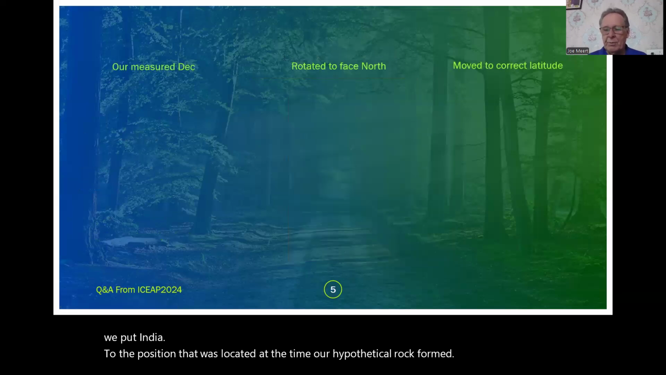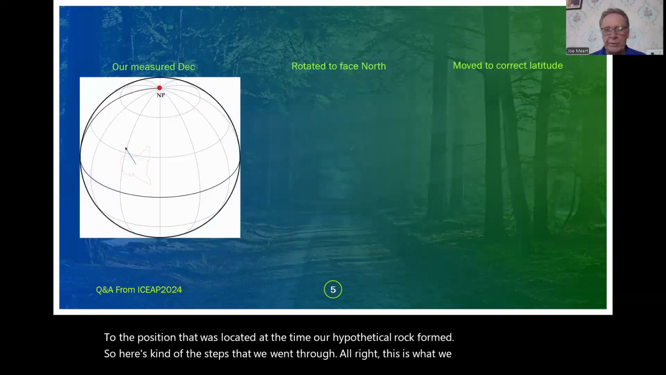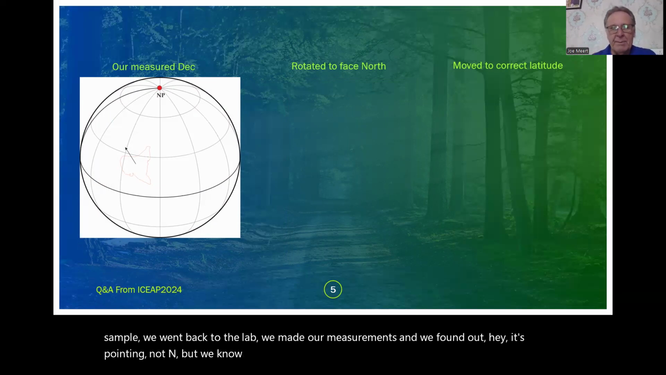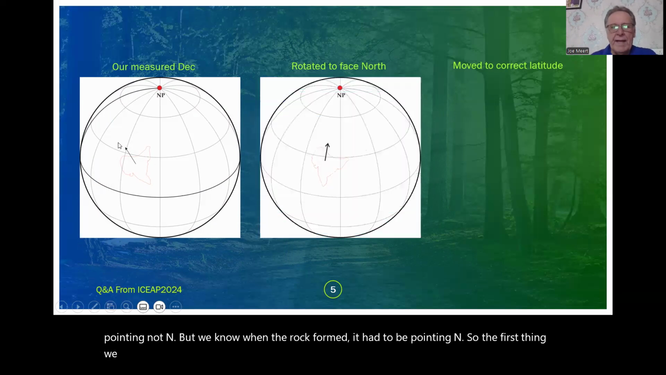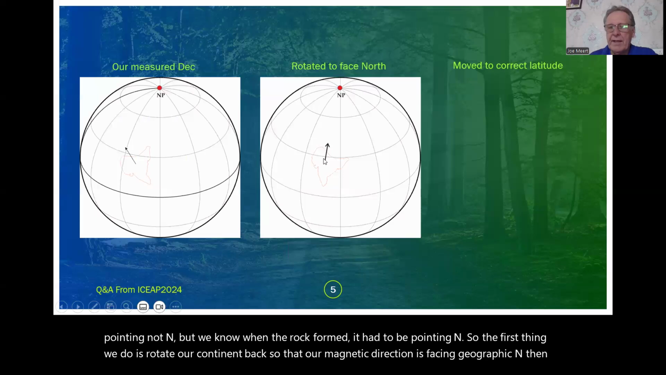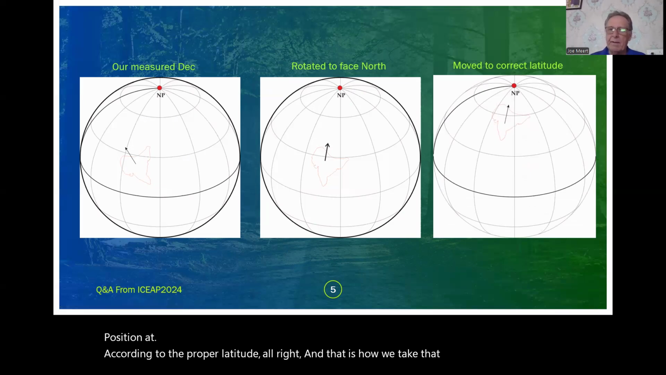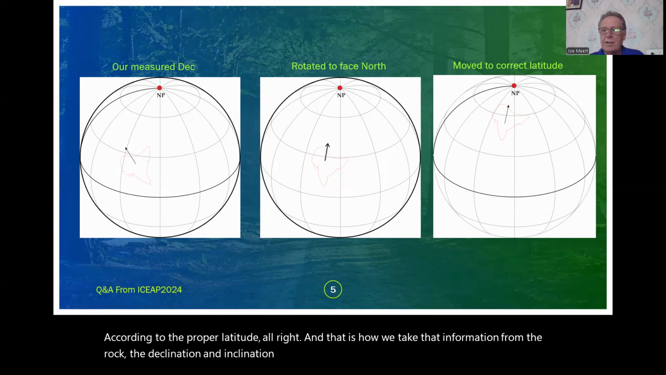So here are the steps that we went through. We took our sample, we went back to the lab, we made our measurements, and we found out, hey, it's not pointing north. But we know when the rock formed, it had to be pointing north. So the first thing we do is rotate our continent back so that our magnetic direction is facing geographic north. Then we use our inclination to position it according to the proper latitude. All right, and that is how we take that information from the rock, the declination and inclination, and use it to reconstruct continents in the past.